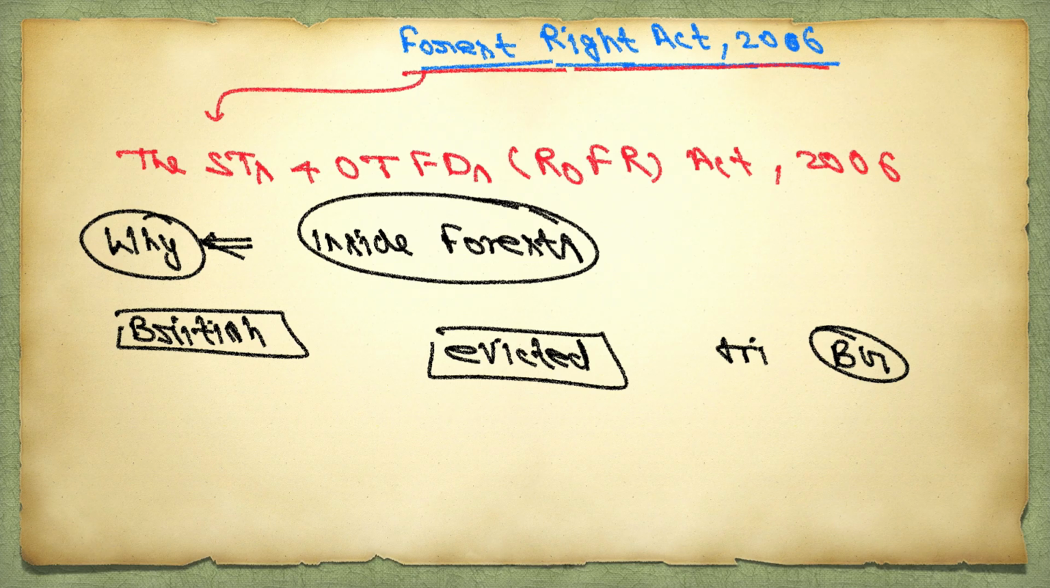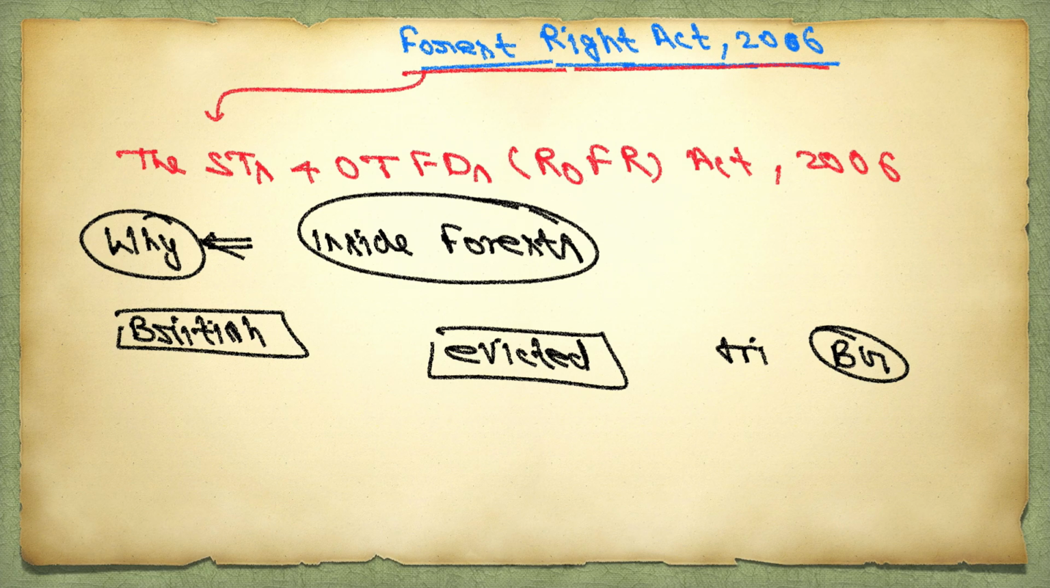That is very important for you: how to deal with tribals. After independence, Jawaharlal Nehru gave them autonomy for their rights. To correct this historical injustice, Parliament enacted the Forest Right Act 2006.